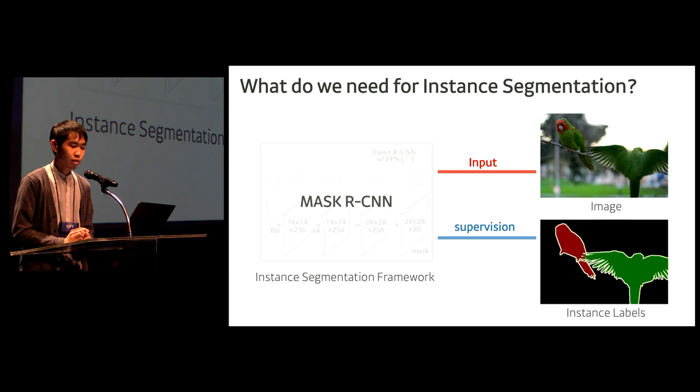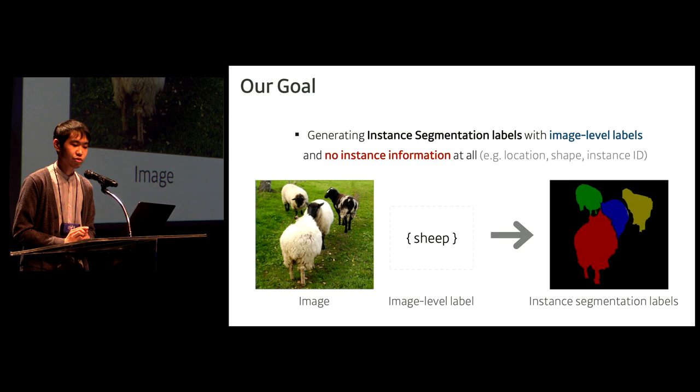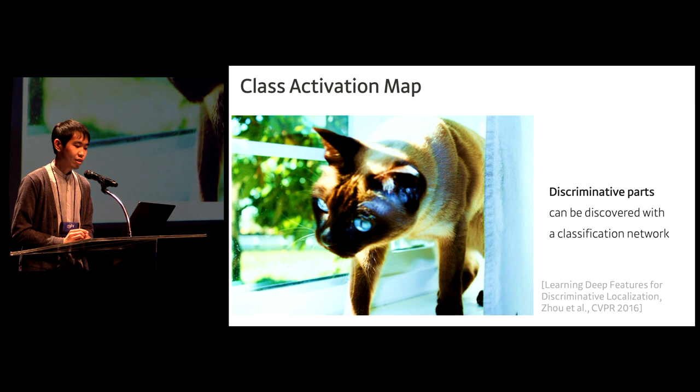So we thought that we could automatically generate training data using image level class labels. Image level labels are just simple keywords like sheep or cat, which tell us what kinds of objects are in an image. The problem is they do not provide any information about shapes or locations of objects. But luckily, Zhou et al. showed that we can find some object parts from only image level class labels using an image classification network. This technique is called class activation mapping.